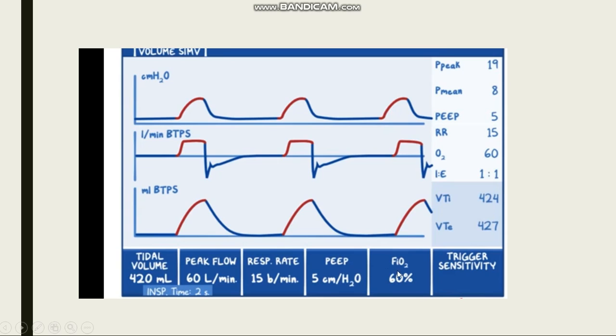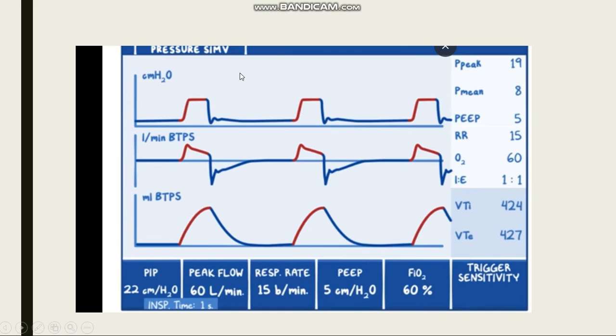FiO2 is the concentration of oxygen which we deliver, which is usually set to 100%, and then gradually reduced to 60% when the patient is stabilizing. Trigger sensitivity can be set when the patient is starting to stabilize and is attempting to take their own breath. We can set a volume of 5 liters trigger sensitivity, which means when the patient inspires 5 liters of air, the machine will stop supporting the patient and aid self respiration.